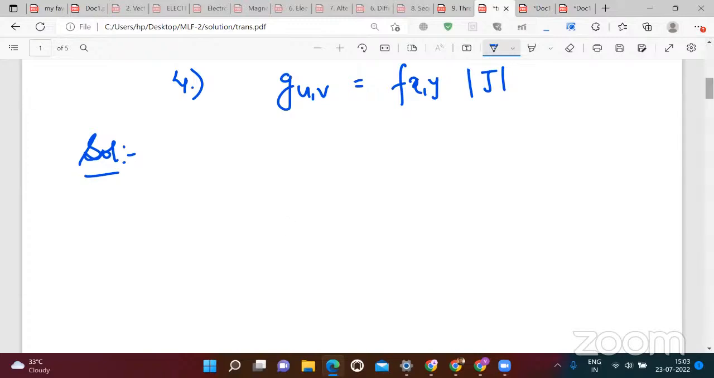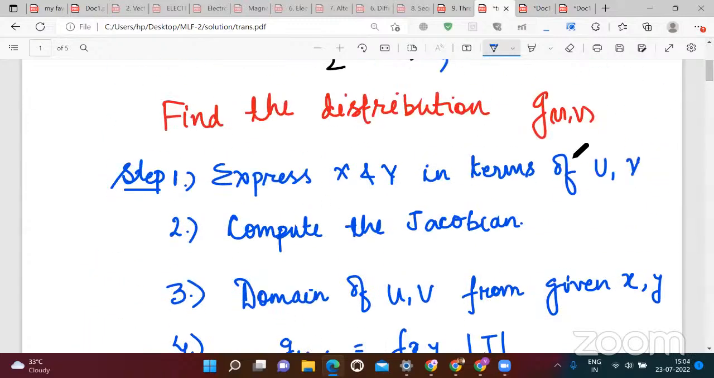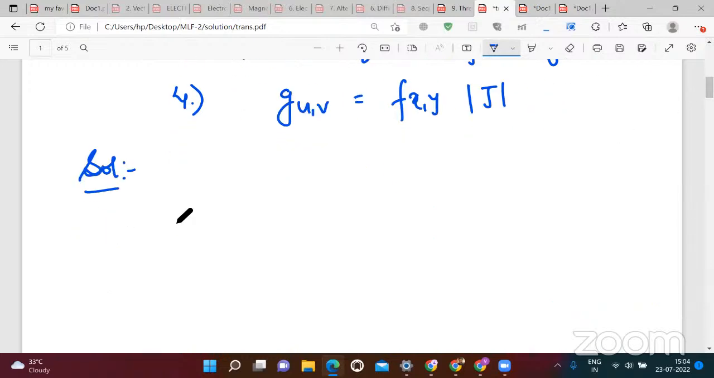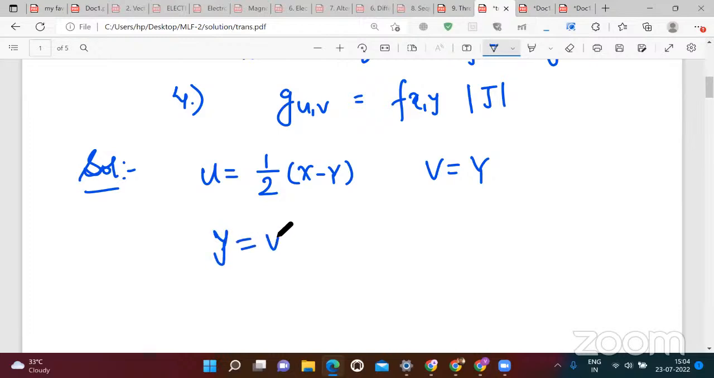So here you need to calculate. The first step is to express xy in terms of uv. How will you do this? You have u equals 1/2 x minus y, and you have v equals y. So how will you express? y equals v. Simply, you can write x also equals 2u.